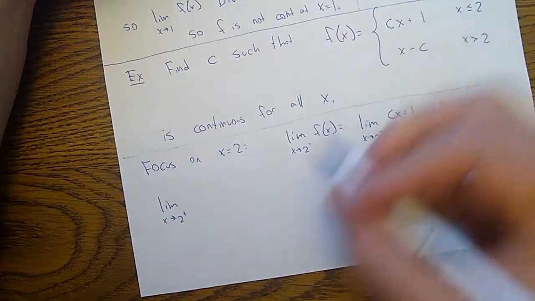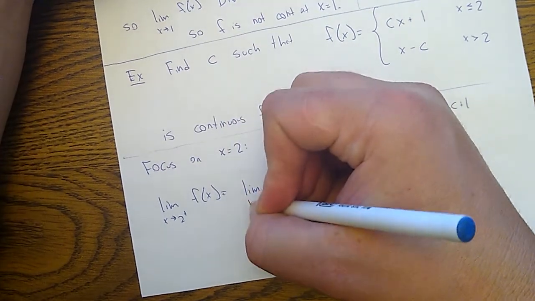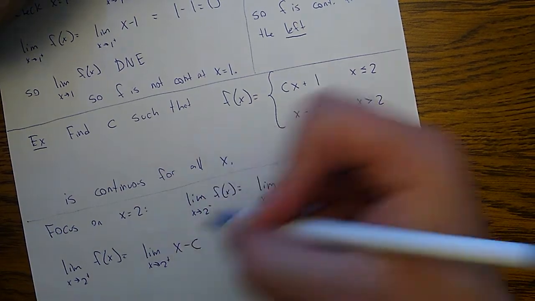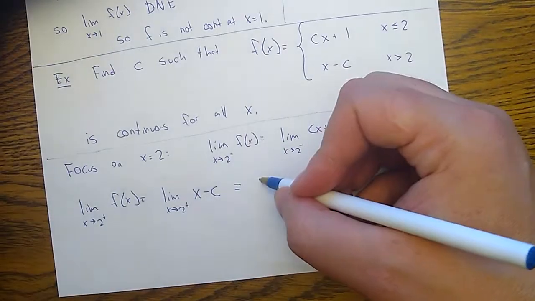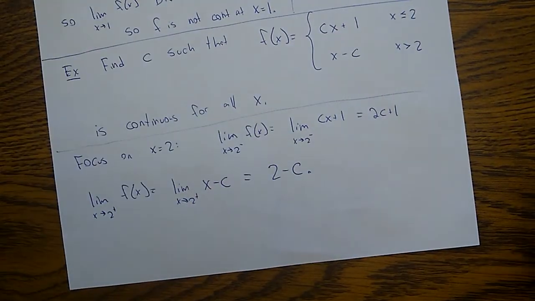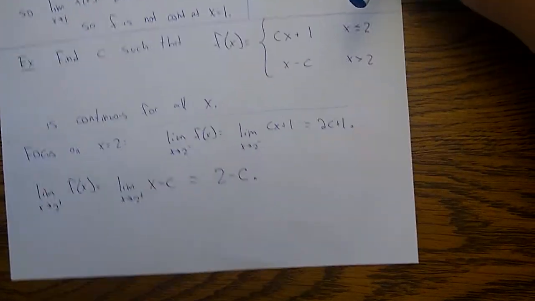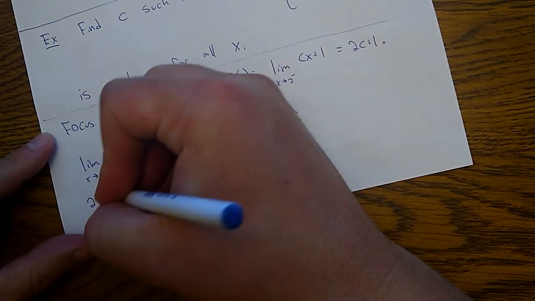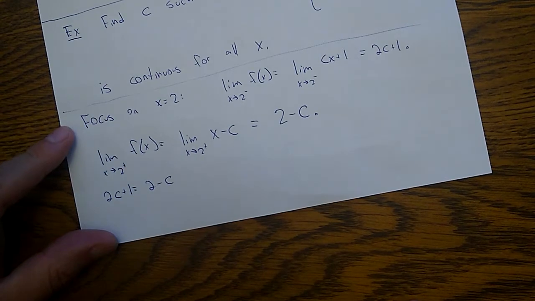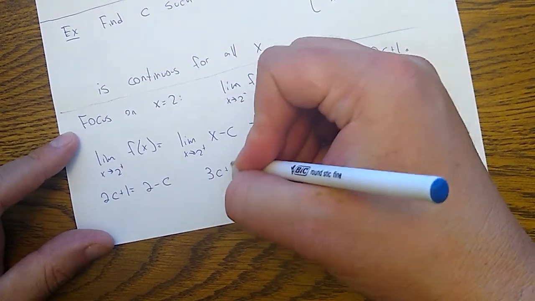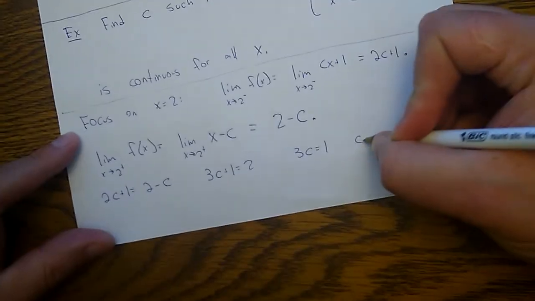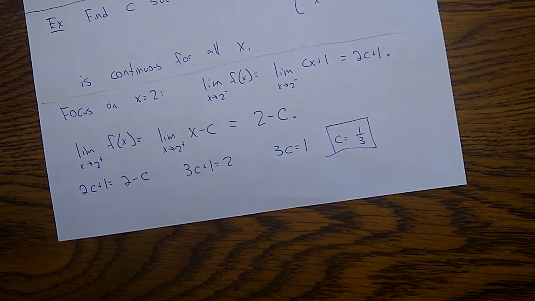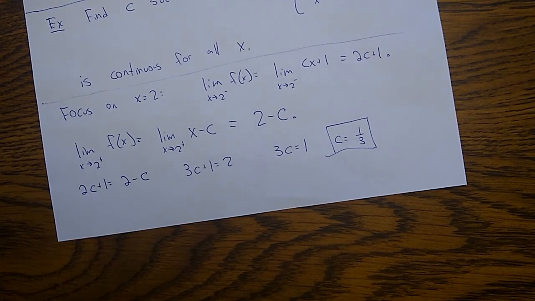Meanwhile, if I do the limit as x goes to 2 from the right, what formula should I use? Well, I should use this one. This is for values of x that are bigger than 2. So I write x minus c, and as x goes to 2, this would be 2 minus c. And in order to be continuous, the left limit and the right limit need to equal each other. So I'm going to set this equal to this. And I solve this, so 3c plus 1 equals 2, 3c equals 1, c equals 1/3. Okay, so I think this is probably about it for section 2.5.